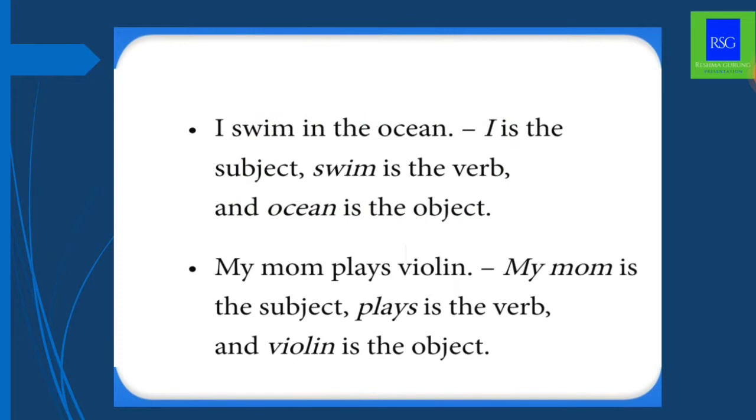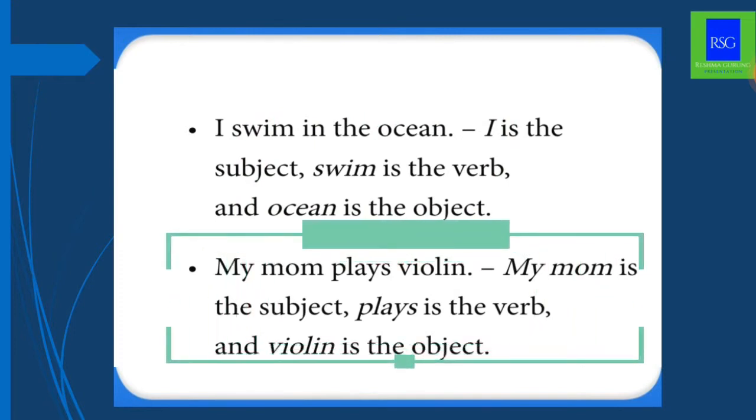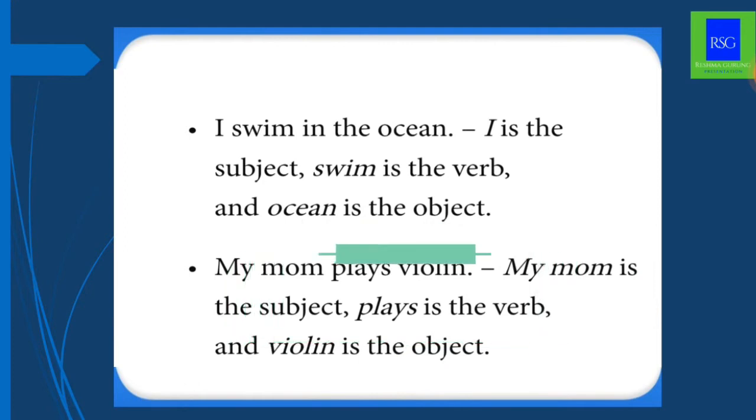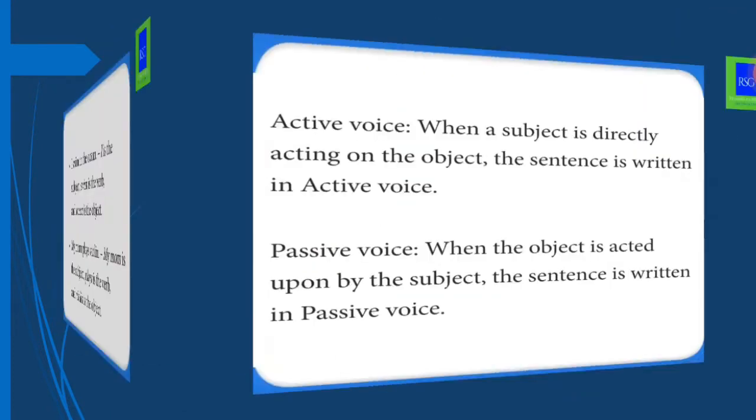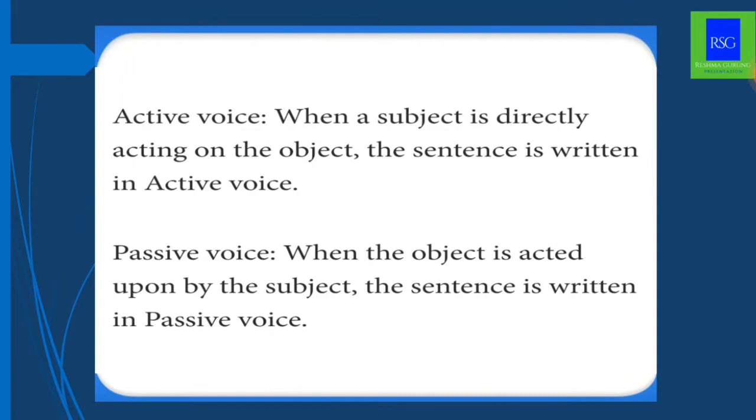Now you can see the second example. My mom plays a violin. Now here in this sentence, my mom is the subject, plays is the verb, and violin is the object. So we understood what is the subject, what is a verb, and the object.